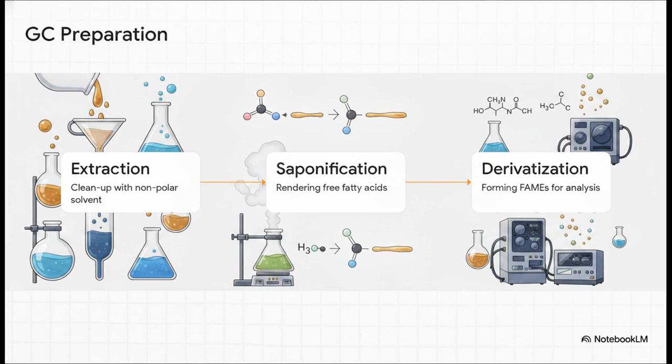First, the extraction we just talked about. Second, saponification, which breaks the fats down into free fatty acids. And third, derivatization. This step chemically converts the fatty acids into highly volatile fatty acid methyl esters, or FAMEs, making them thermally stable enough to actually survive the gas chromatograph.